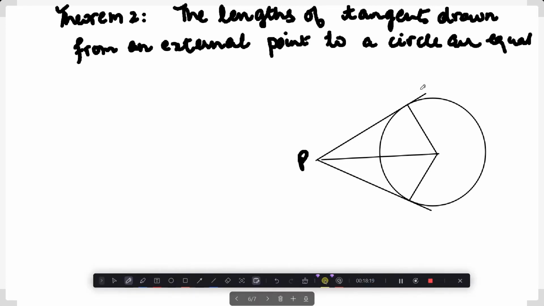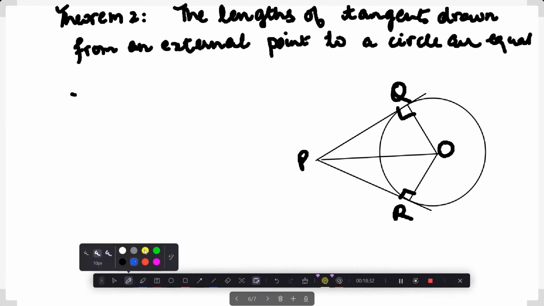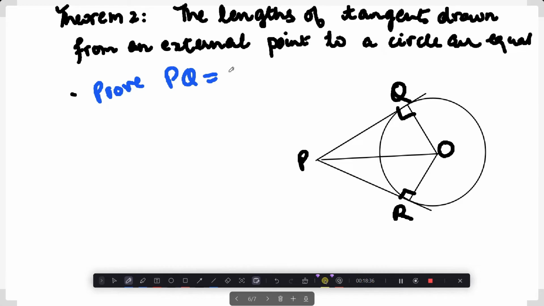So this is an external point. This is the center of the circle. By theorem 1 we already know that this is 90 degrees. Now we have to prove that PQ is equal to PR.